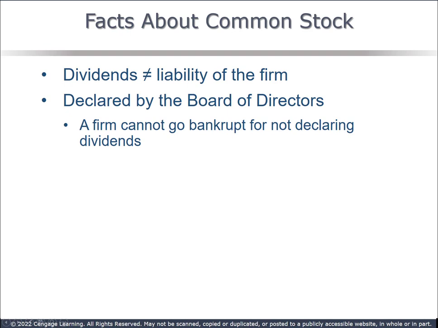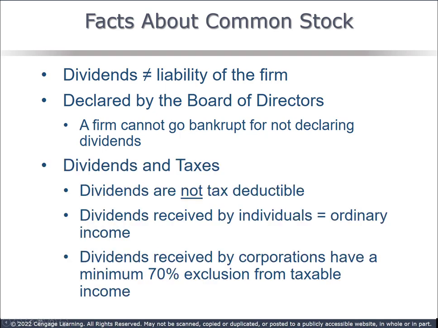Common stock can, but is not required to pay dividends. They're not a liability of the firm as interest is on bonds. Each quarter, the board of directors meets and votes whether or not to pay a dividend and how much to pay. Dividends are not tax deductible to the firm, and they're ordinary income to stockholders. If a corporation owns a non-controlling interest in another firm, then a percentage of dividends received from that ownership are tax exempt. Thus, many firms own preferred stock in other firms.